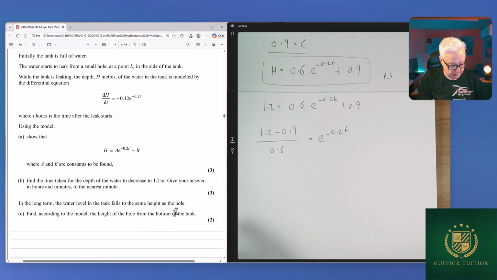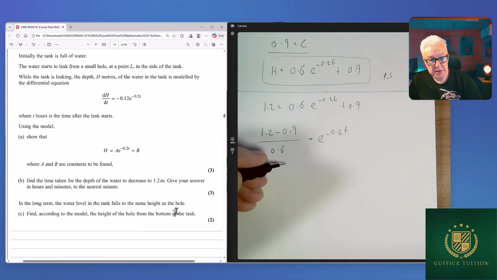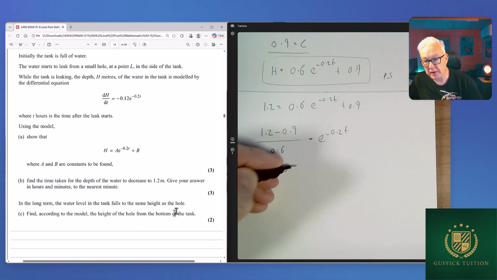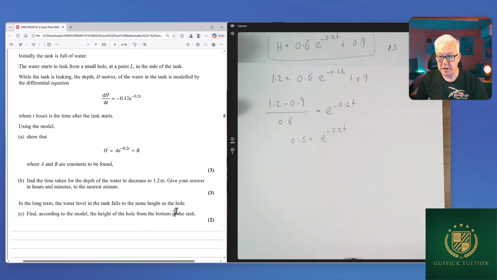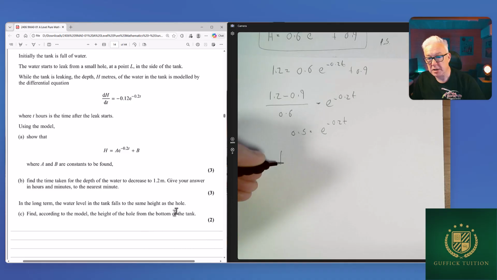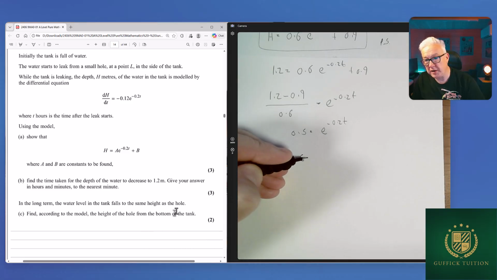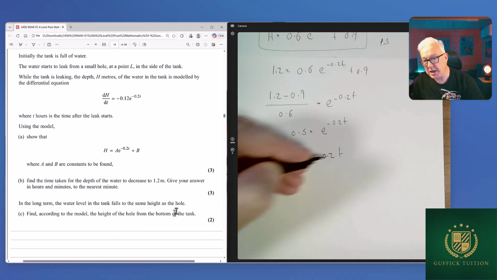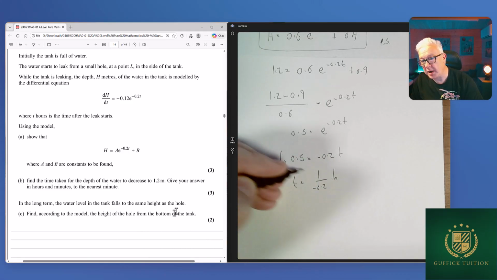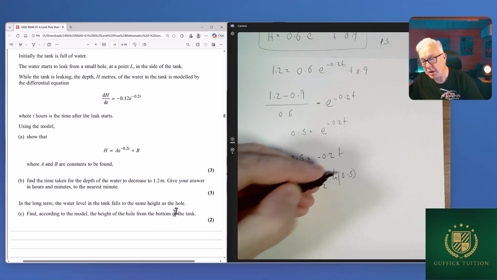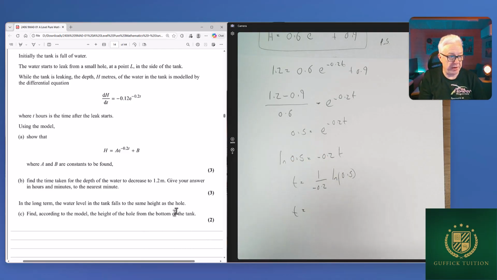So we can work that out. So 1.2 minus 0.9 is going to give us 0.3 divided by 0.6 is going to be a half, so that's 0.5. So 0.5 is equal to e to the minus 0.2t. Now I'm going to take natural logs of both sides. So ln of 0.5 is equal to minus 0.2t. So therefore t is 1 over minus 0.2 times by ln of 0.5. And we can put that into our calculator and see what that gives us.